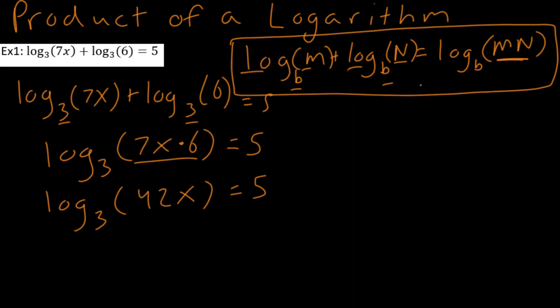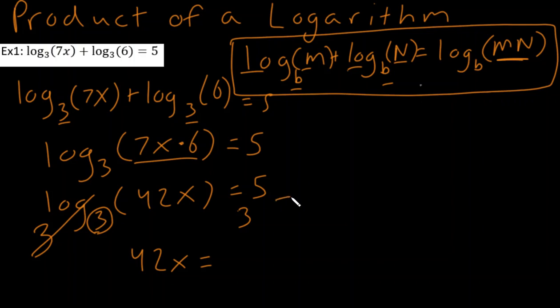And from here, what is our property that allows us to get rid of a logarithm? Well, if we have a log base 3, we're going to raise everything up to the exponent of whatever the number in the base is. So 3 to the power of log base 3, those things cancel because a logarithm is the inverse of an exponent. Now what we do to the left, of course, we have to do to the right. And so we now have 42x is equal to 3 to the power of 5.